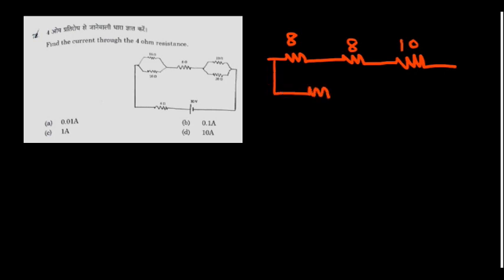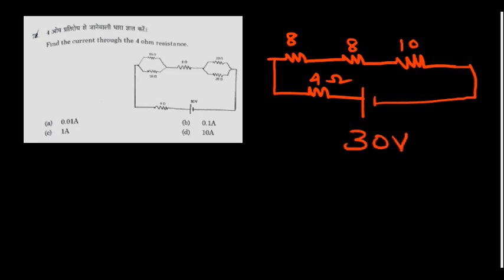Find the current through the 4 ohm resistor. Here two 16 ohms are in parallel, so it is 8 ohm. Again there is one more 8 ohm. Then two 20 ohms are in parallel, so it comes to 10 ohm. Then this is a 4 ohm. Here the voltage supply is connected. What is the voltage supply? That is 30 volt. Now 8 plus 4 plus 8, 12 plus 8, 20, plus 10 is 30. What is I? V upon R, 30 by 30, that is 1 amp.